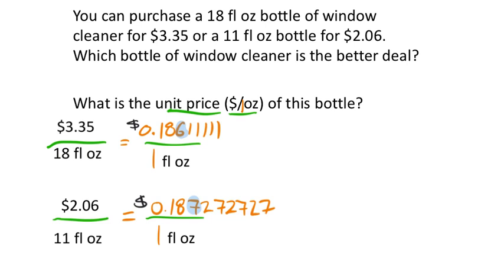The cheaper one is this one, because the 6 is smaller than 7. So I'll write that out: this one's cheaper. Again, we're assuming that the two window cleaners are comparable in terms of quality, even though we don't know that for sure. But in any case, which bottle of window cleaner is the better deal? It's the 18 fluid ounce one. I'm going to keep the rate there and just say it's the $3.35 one for 18 fluid ounces.